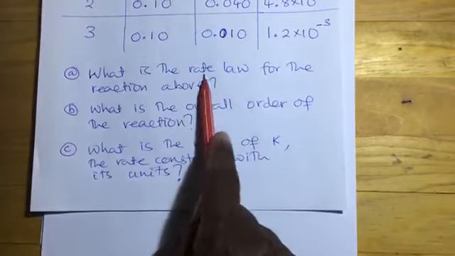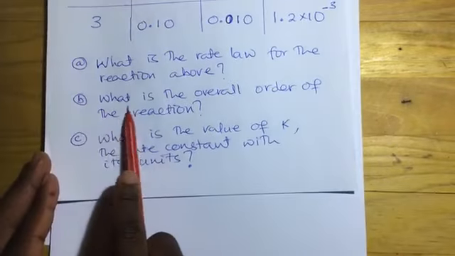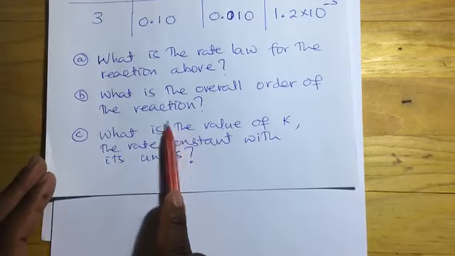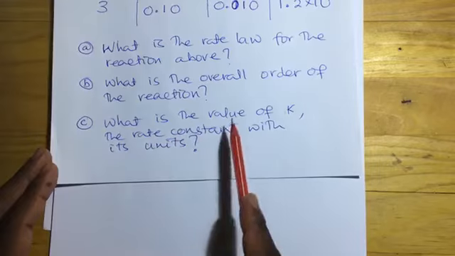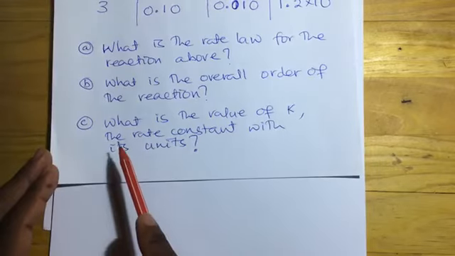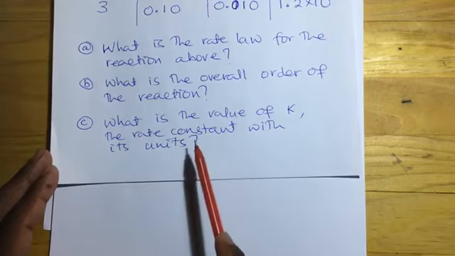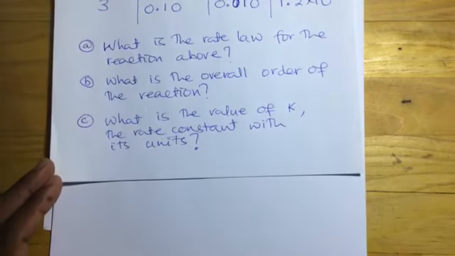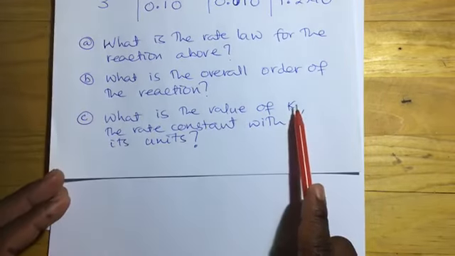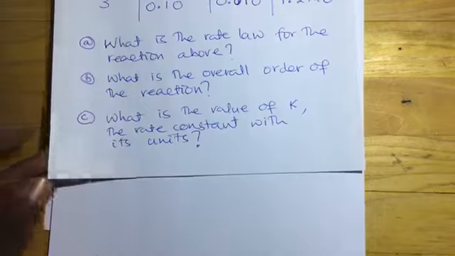So part 1, what is the rate law? Part 2, what is the overall order of the reaction? And then part C, what is the value of K, the rate constant, with its units. So they want you to find the value of K. They're also interested in the units.